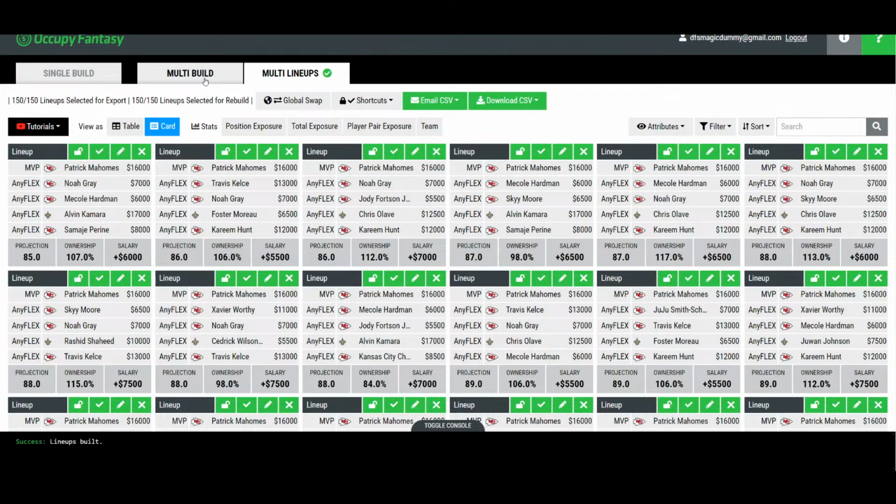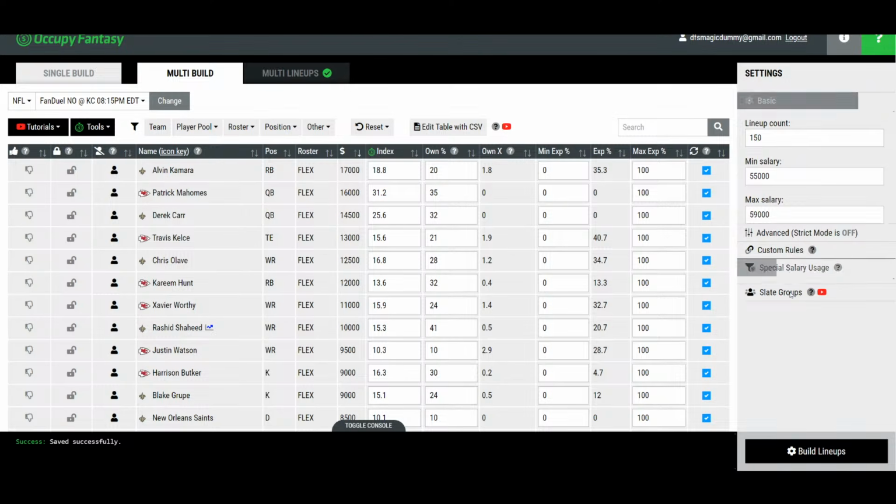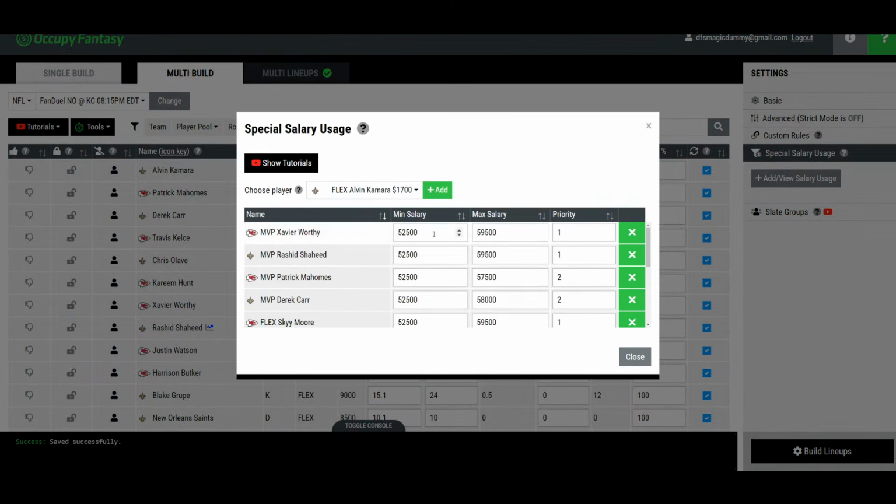Why? Oh, you know why? You may be like, the builder didn't do it. This builder sucks. You know why? Kind of all these salary rules in here. Remember? When these guys are in the lineup, it changes the salary.